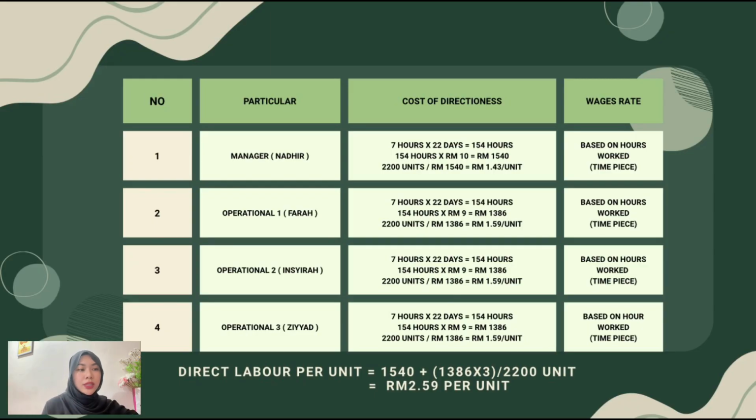For the operational worker, it's the same as the manager. They work 7 hours a day for 22 days, which gives a total of 154 hours. The hourly rate for the operational worker is RM9. So 154 hours multiplied by RM9, we get RM1,386. Now the cost per bouquet for an operational worker is 1,386 divided by 2,200 units, and the total per bouquet that the worker gets is RM1.59 per unit. So in total, it costs RM2.59 in labor to produce one bouquet, including both the managerial and operational workers.